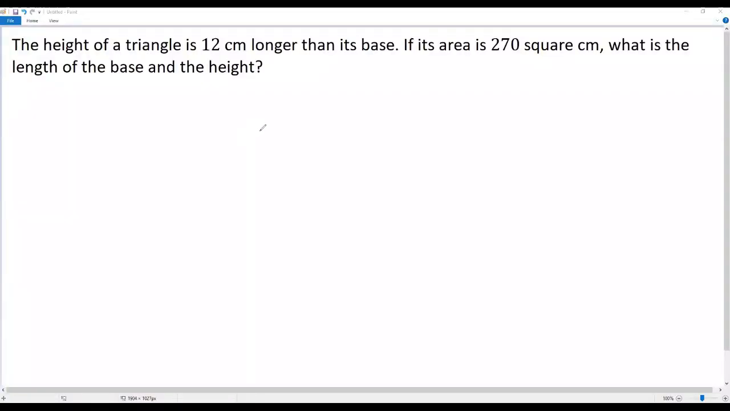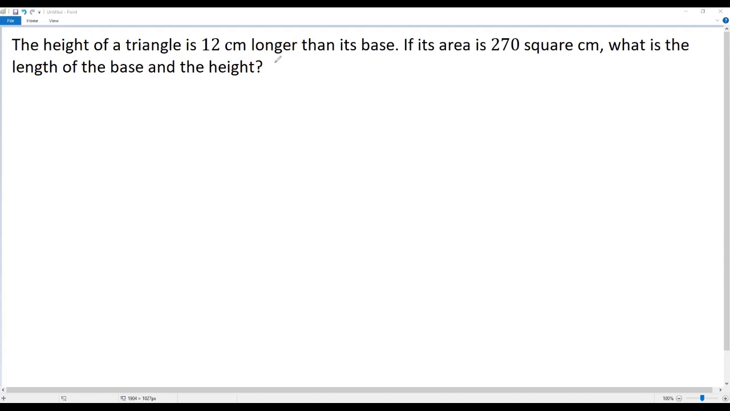Here we have a word problem. Okay, let's go to the question. The height of a triangle is 12 centimeters longer than its base. If its area is 270 square centimeters, what is the length of the base and height? So we have to find the measurement for base and height of the triangle.